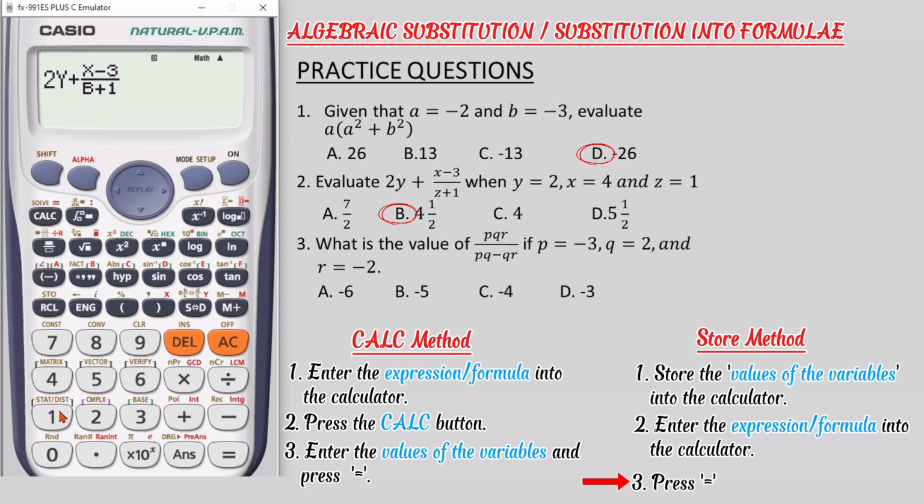Now what I have to do next is to simply tap on the equal to. So if I tap on the equal to button, the calculator will substitute the values that are initially stored into the expression and then simplify it for me. So I have 9 out of 2. To convert this into improper fraction, I simply tap on shift and then SD. So we have 4.5, which is the same as the answer we got initially.